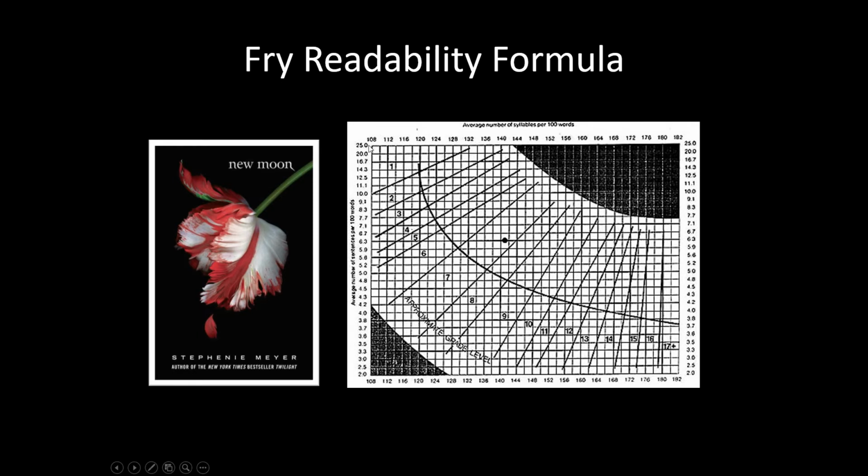So right here, I'm looking and it says 123 would be right about here. And then I'm going to go down until I hit 10. So here's 10, and 123 is just about in here. So this would be a second grade text. There you go. New Moon by Stephanie Meyer is a second grade text.